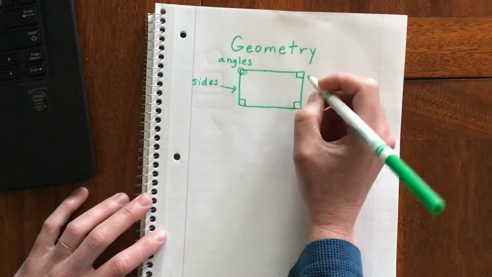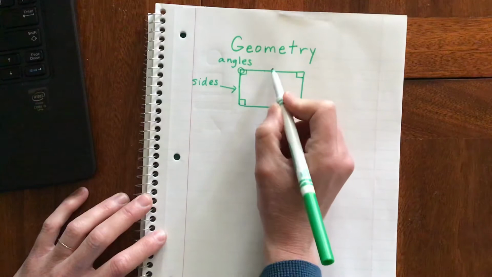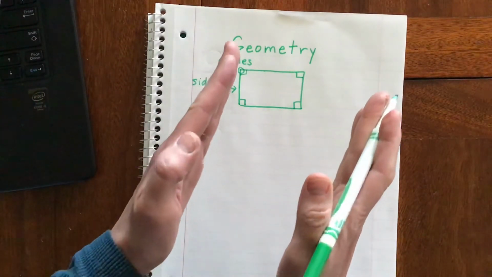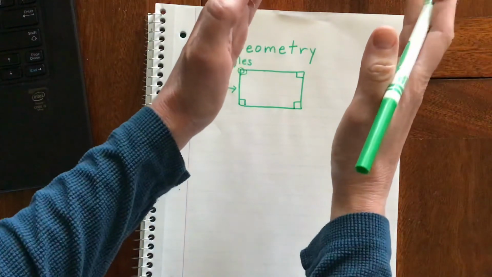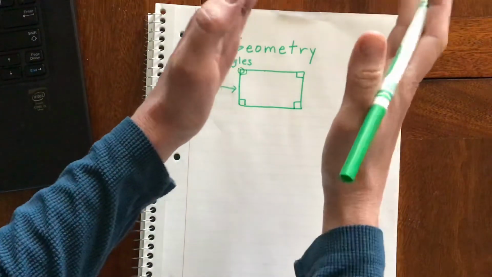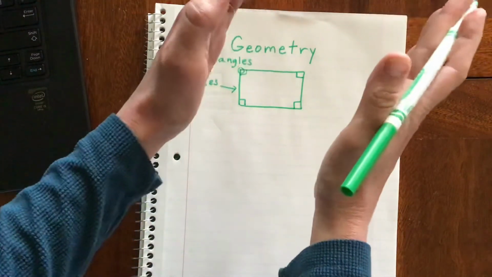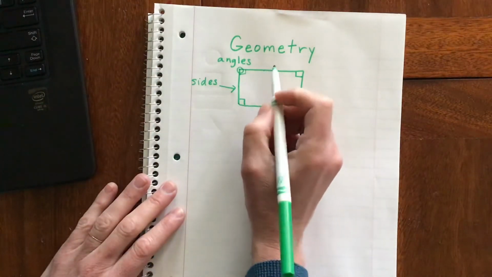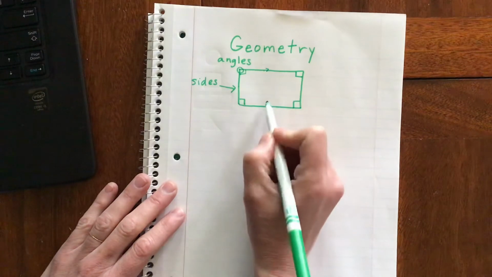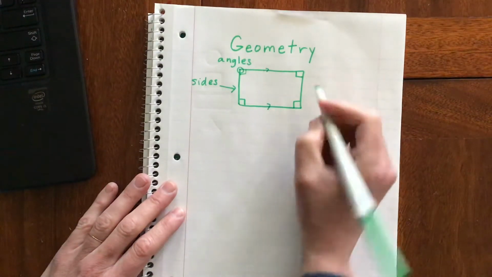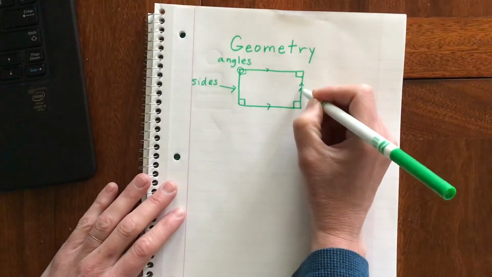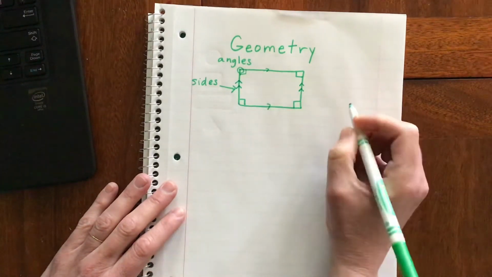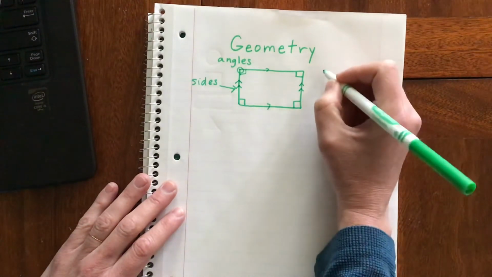Now these sides are actually parallel. So parallel means it's kind of like a train track where the lines go like this and they are never going to cross. They're not going to get closer together. They're not going to get farther away. They're always the same length apart. So these sides right here are parallel, and these sides right here, I'll do double lines, are parallel too.